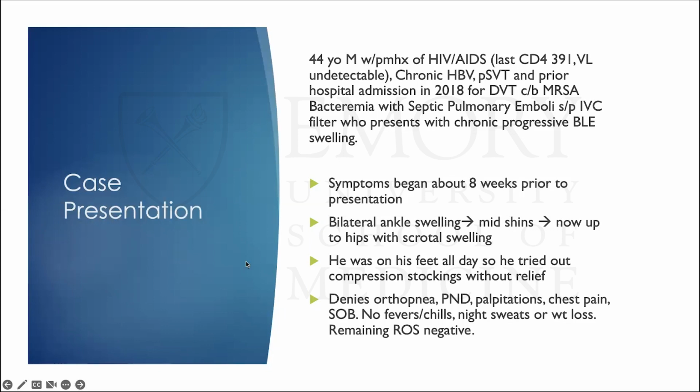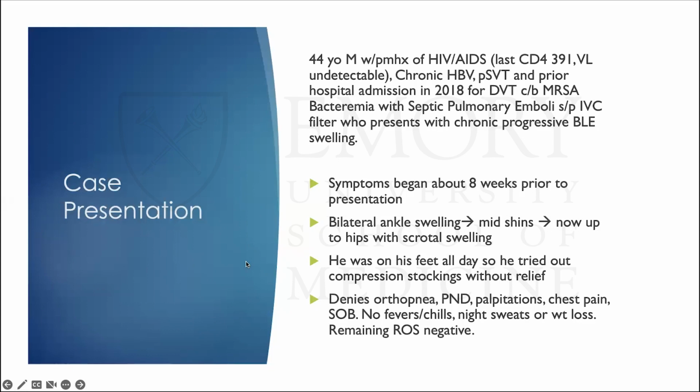Said that he was in his usual state of health maybe about 2 months ago and suddenly started developing some mild lower extremity edema in his ankles, progressed up to his shins. Now it's up to his hips. He's got pretty significant scrotal swelling as well. Notes that it's very uncomfortable, difficult for him to ambulate. And he used to be someone that was fairly active. He tried out some compression stockings, didn't get much relief, so he decided to come into the emergency room now.